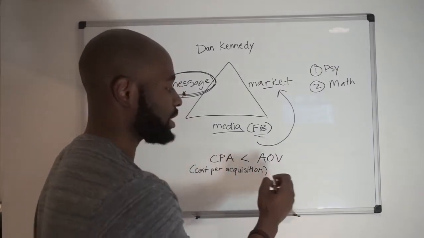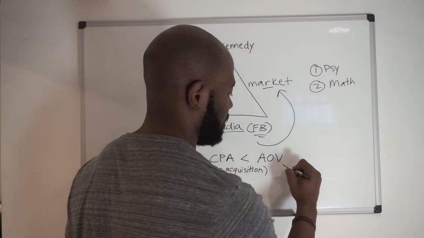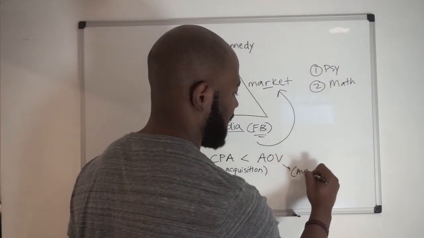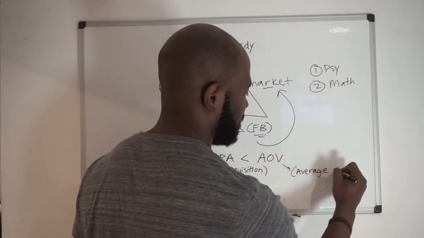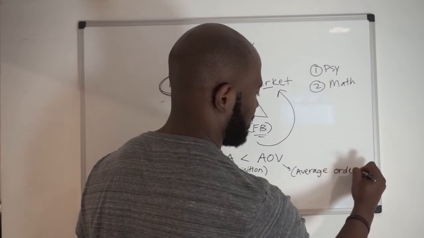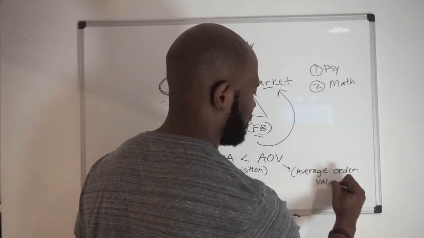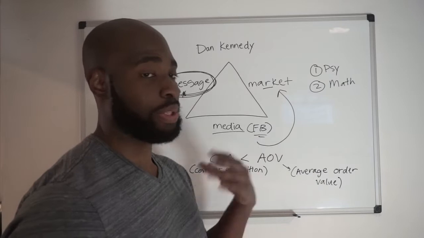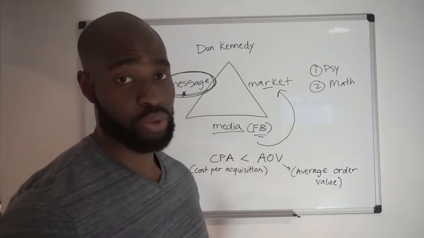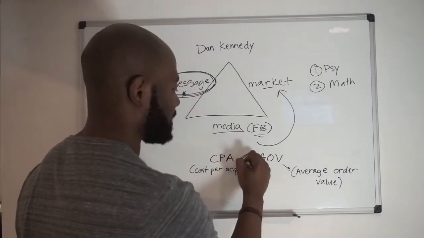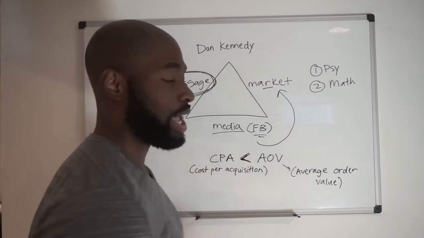Now your AOV stands for average order value. How much profit is your particular product or service after you sell it? And you want that to be bigger than your CPA.